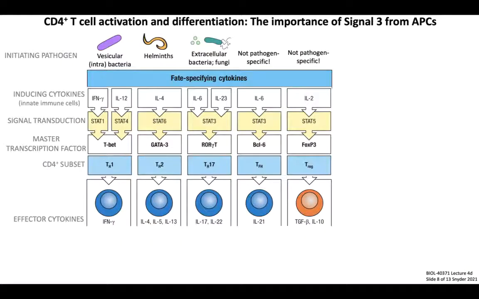Let's next look at CD4 positive helper T cells, which can get a little bit more complicated because they can be differentiated towards several different effector cell subsets based on the cytokine signal 3 of T cell activation.